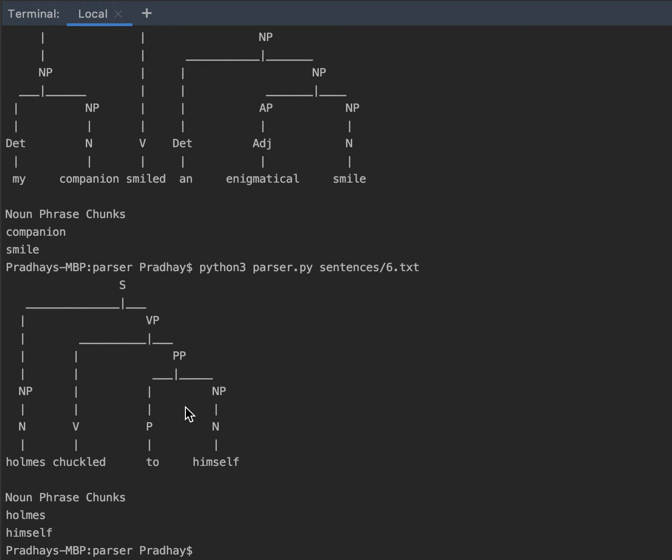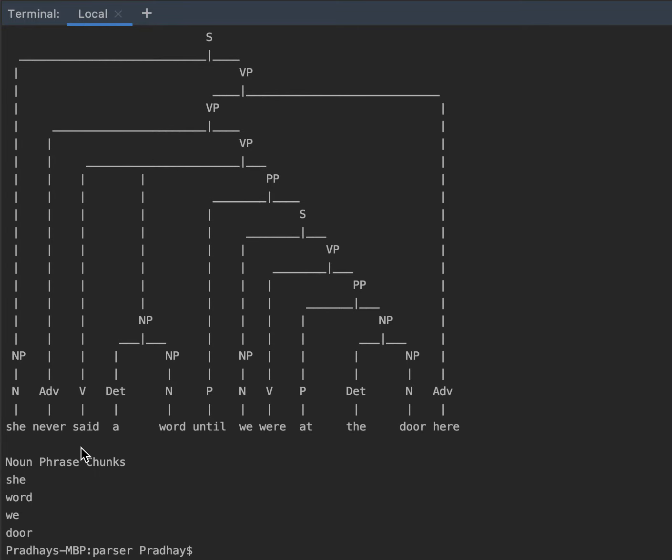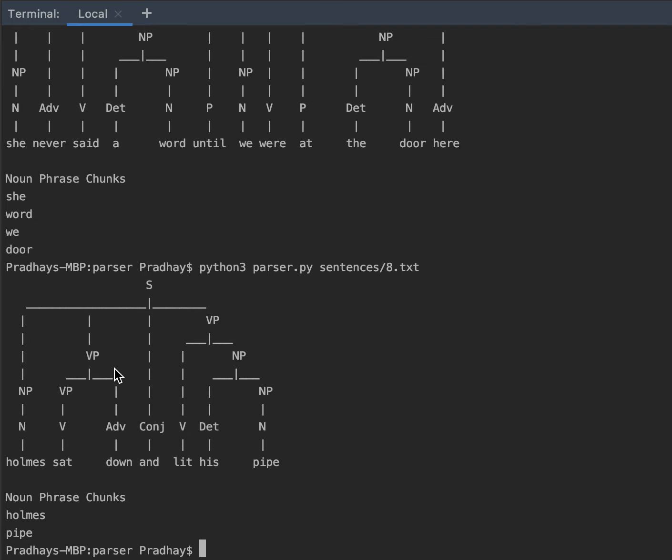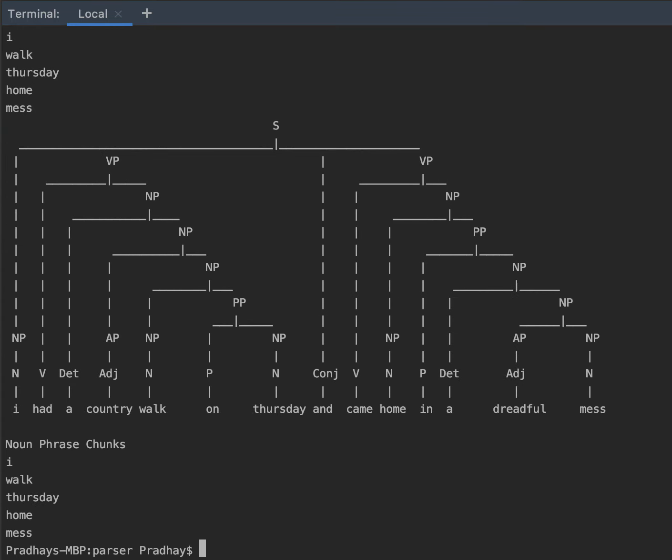6.txt. Holmes chuckled to himself, like this. 7.txt. Okay, this is quite a big tree actually, and we have different noun phrase chunks: she, word, we, door, and these were the different nouns used in the sentence. If you didn't know, that's what noun phrase chunks means. And here we have all of this generated. As we use the NLTK model, we can generate more and more trees of different sorts, whether big or small, but we must of course define a set of words at the start before we can do it.